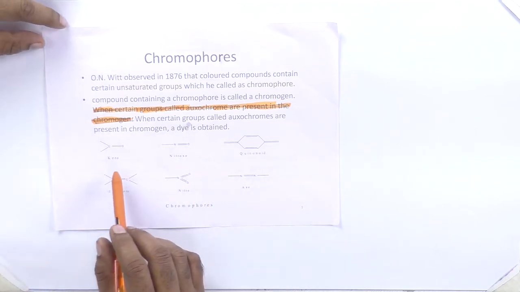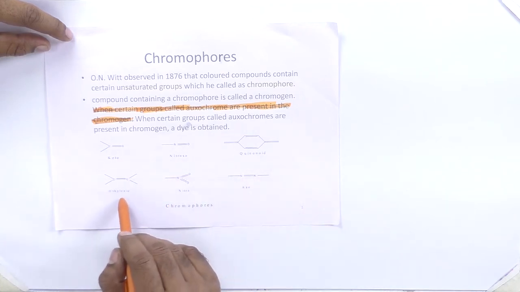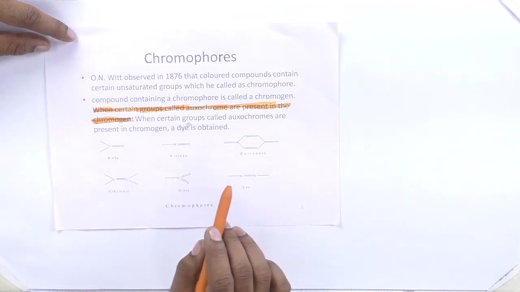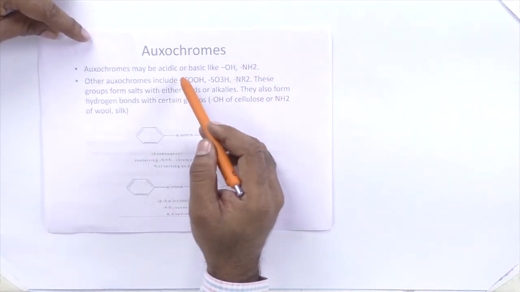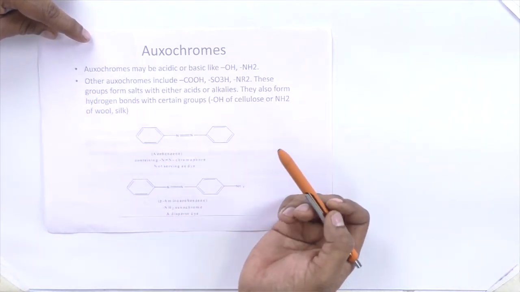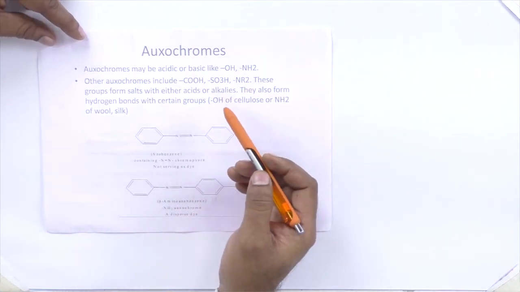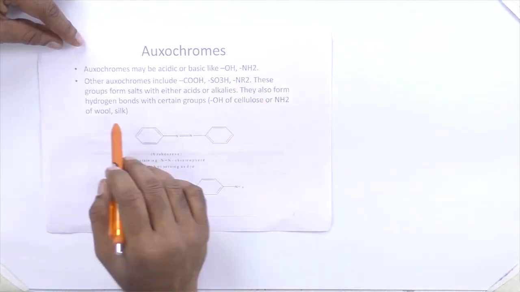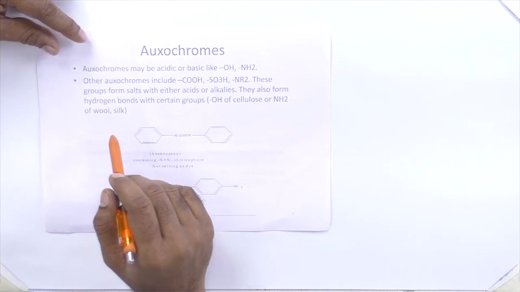Some examples of chromophores are keto, nitroso, ethylenic, nitro, and azo. These chromophores without auxochromes we call pigments. Auxochromes may be acidic or basic, like OH groups and amide groups. Other auxochromes include carboxylic acid, SO3H and NR2. These groups can form salt linkage with either acidic or alkaline medium. They also form hydrogen bonds with certain groups, the hydroxyl groups and amide groups of silk and wool.